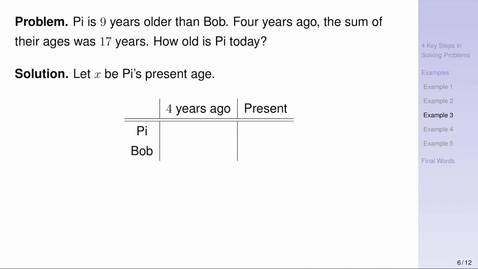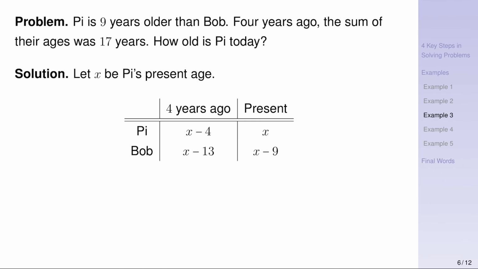Let's first fill in the present age. We are given that x is Pi's present age. Today, Pi is 9 years older than Bob, which means that their present ages would be x and x minus 9 respectively. Then 4 years ago, we just subtract 4 from each to obtain x minus 4 and x minus 13. So once we are able to name each part, each cast of characters, let's go back to the problem and determine the relationship that we want.